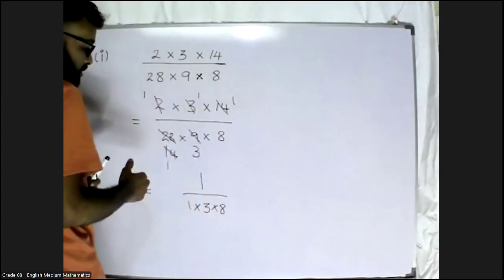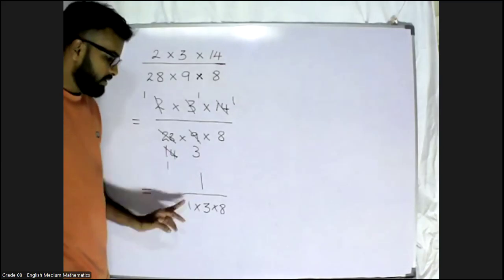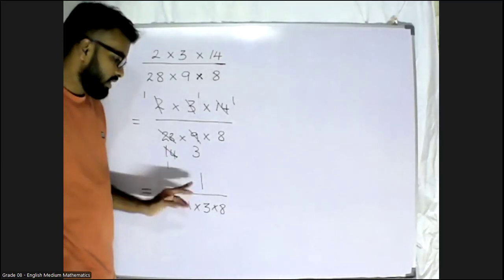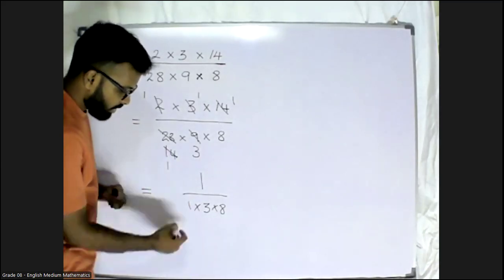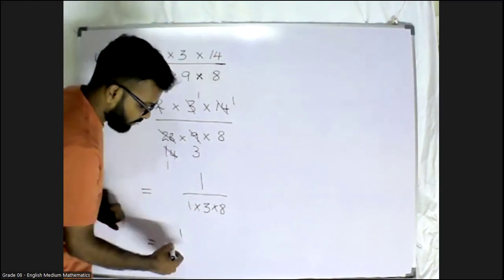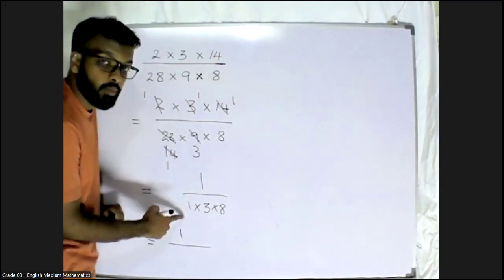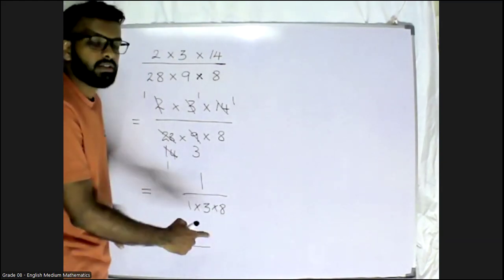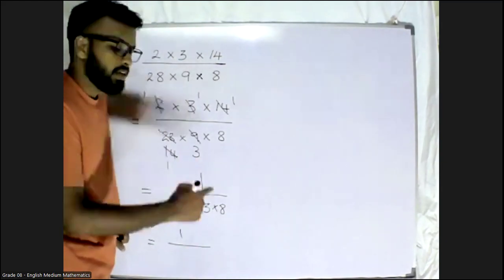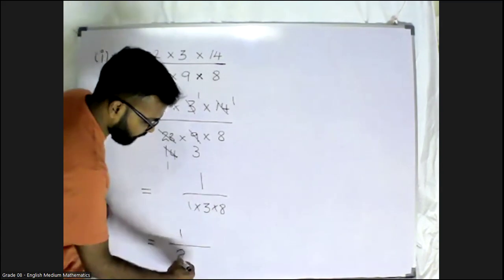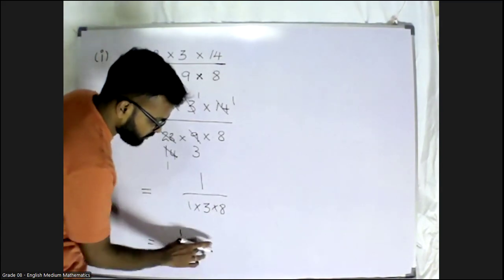Right. So this is your answer. Should be your answer, and the final answer is right. In the numerator you have 1. In the denominator 1 times 3 times 8. That means 1 times 3, 3. 3 times 8, 24. Right. So this should be very easy.